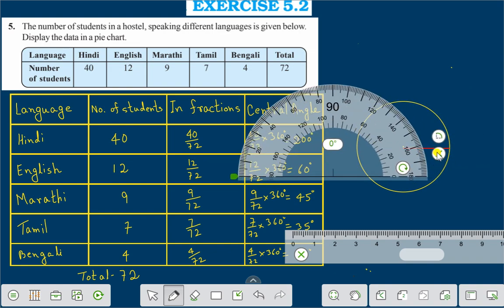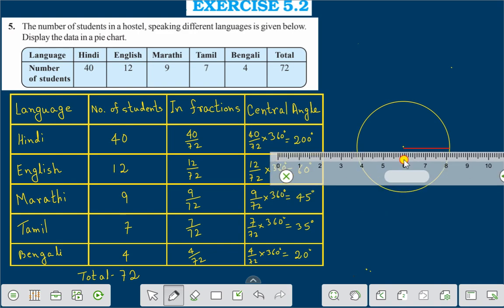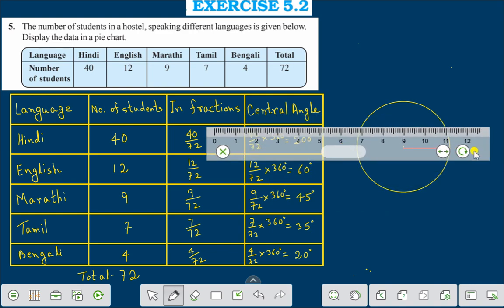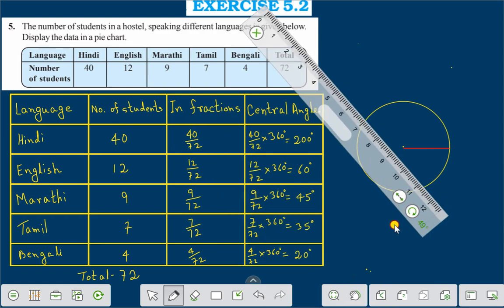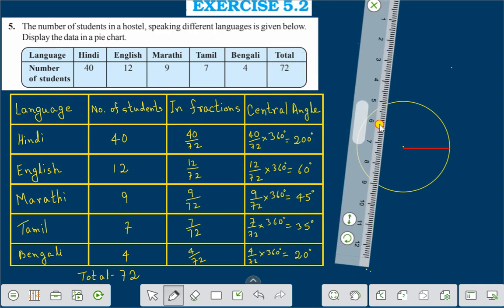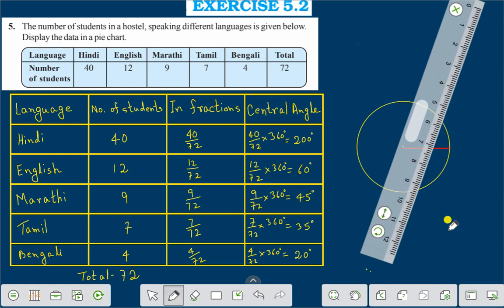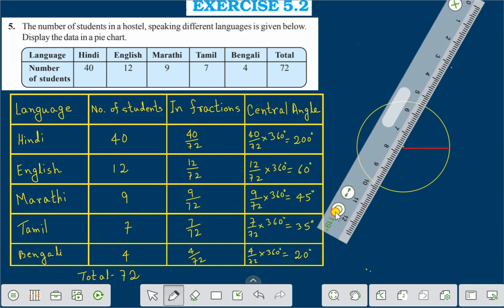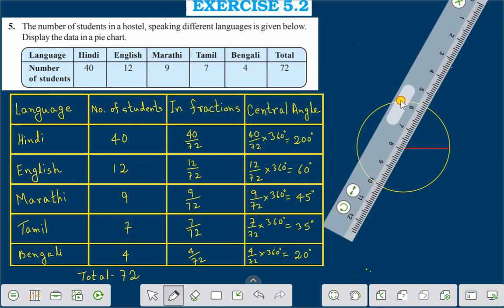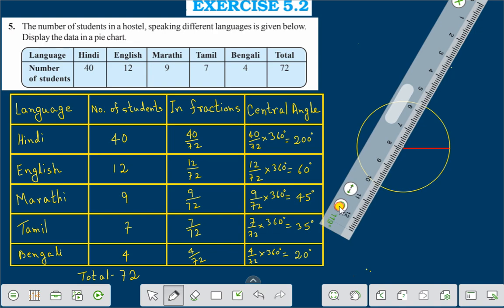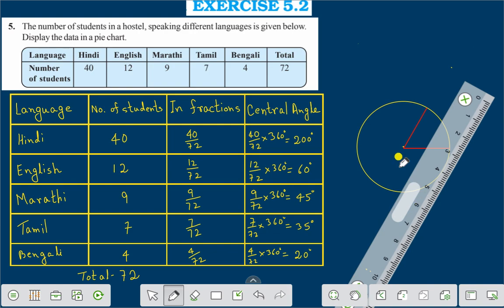With the help of a scale, let us draw 60 degree. Here we are drawing 60 degree first and joining this line to make 60 degree here. This is exactly 60 degree. Therefore, we are making a 60 degree at this point, right? This is 60 degree, and next angle is 45 degree.